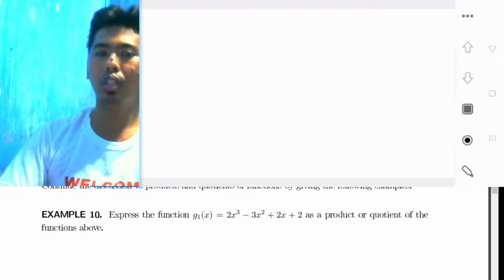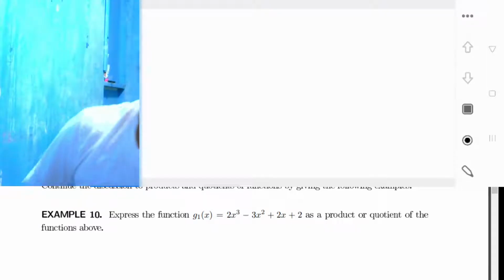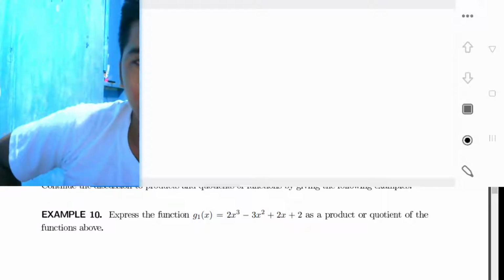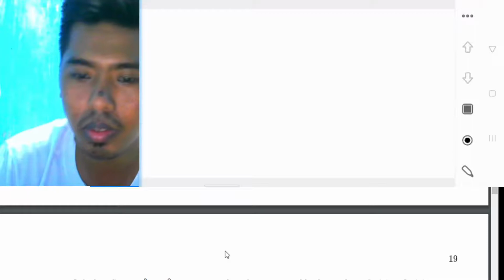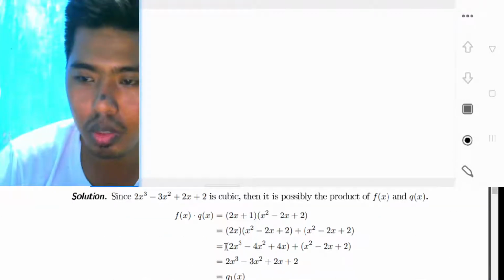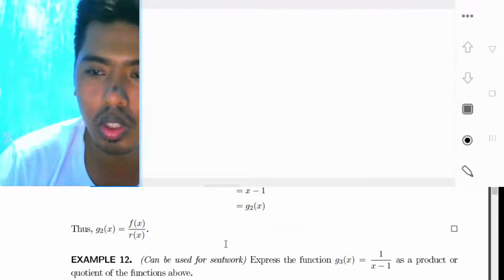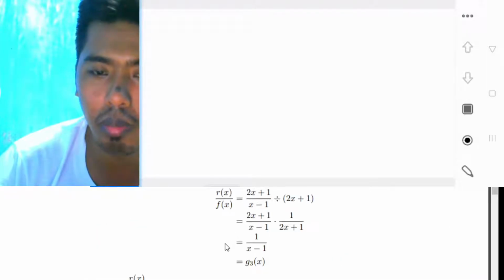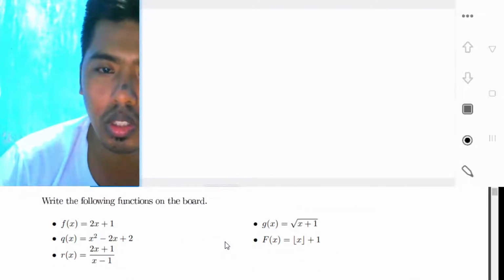So example number 10: express the function g sub 1 of x. Use the functions above again. How about this product? Use it to express as a product of the functions above again. Alright. How about this?